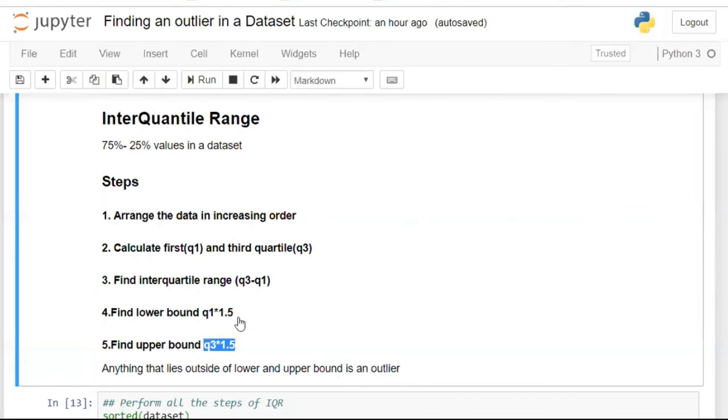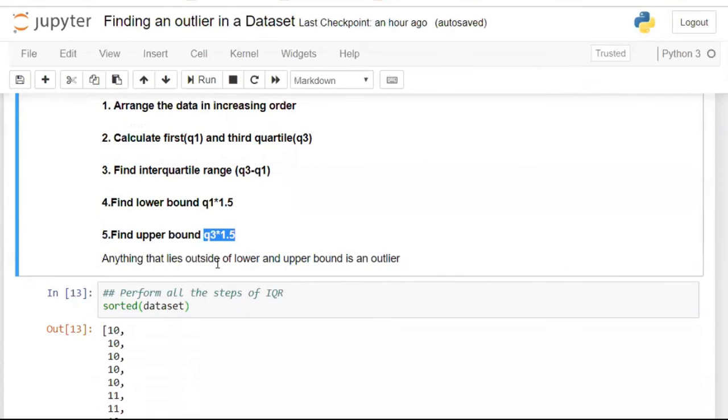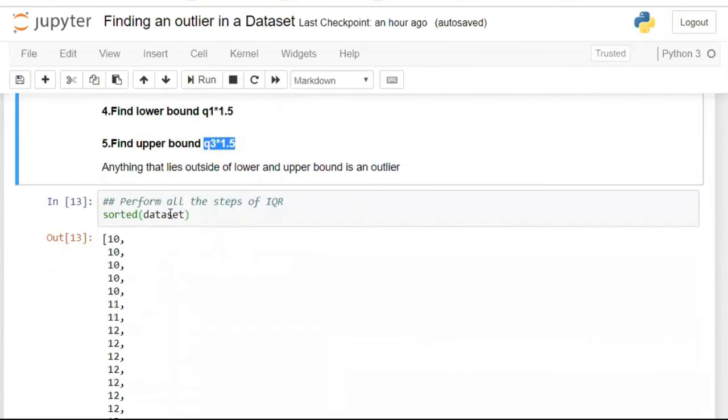Now, how I'm considering 1.5 and 1.5 over here, that is based on the distribution pattern. The most suitable value that we have actually found for multiplying, which has been proved already, is 1.5. Okay, so for that reason we are using it. So anything that lies outside of lower and upper bound is basically an outlier. So this is the way you can do it with sorting.